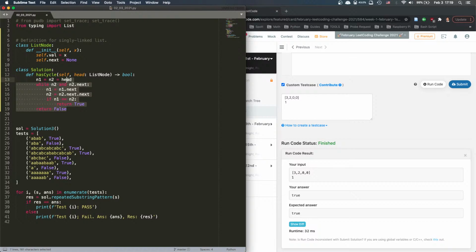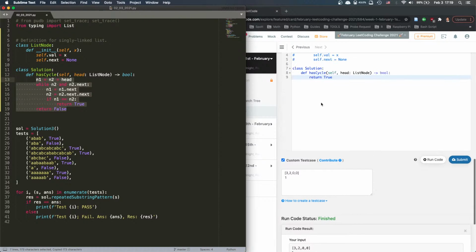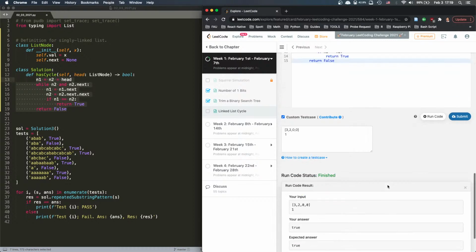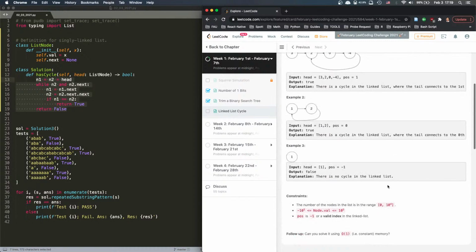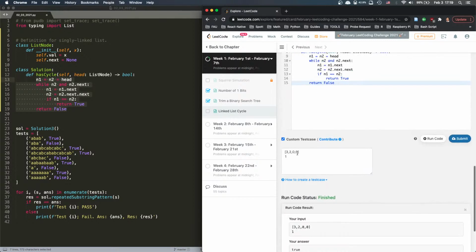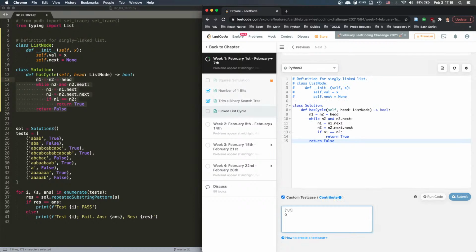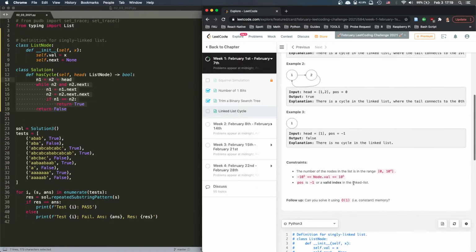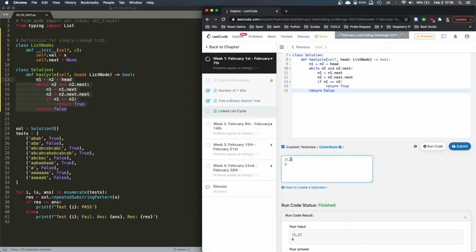All right, let's give this a shot. See if it works. I am not sure, man. I am very much not sure. This could be very wrong. Okay, they give me a true. That's good. 1, 2, and 0. This gives me a true, and then 1, and -1. I will just change it to -1.